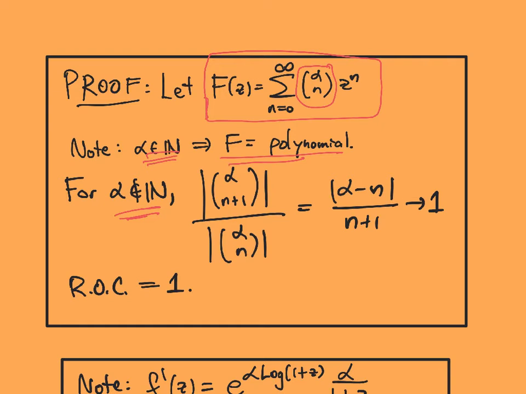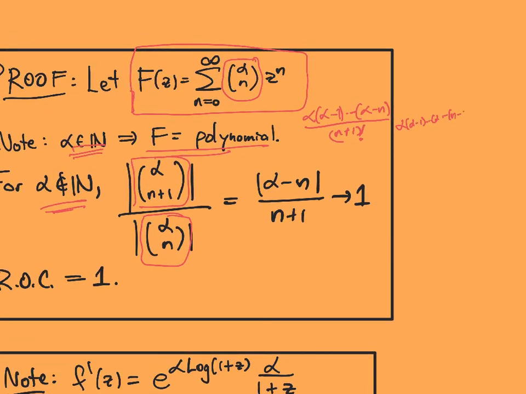Then you can do the ratio formula for the radius of convergence. I can do alpha choose n plus 1, over alpha choose n. And if you compare the terms, I'll have alpha, alpha minus 1, all the way down to alpha minus n over n plus 1 factorial on the top, and on the bottom I'll have alpha, alpha minus 1, all the way down to alpha minus n minus 1. And we just have to compare these two things.